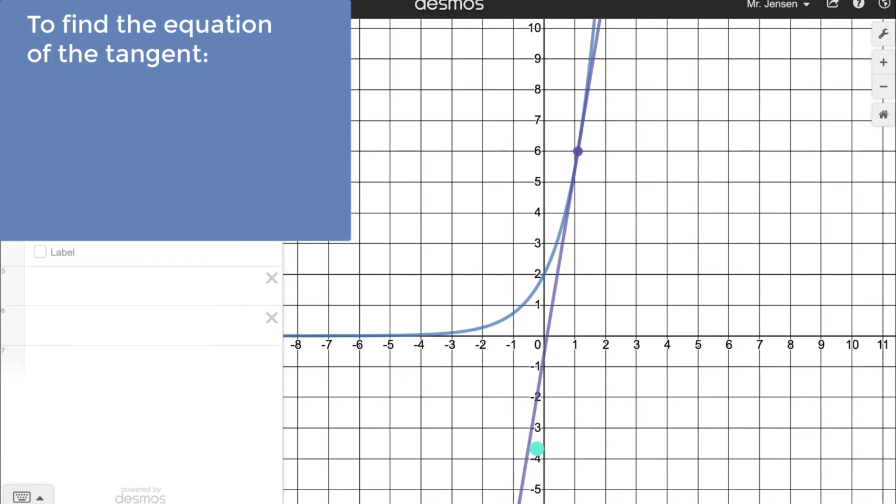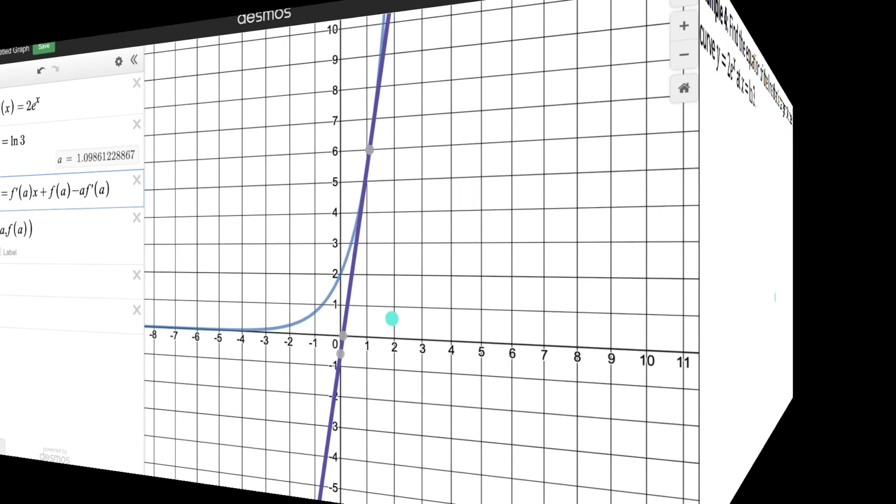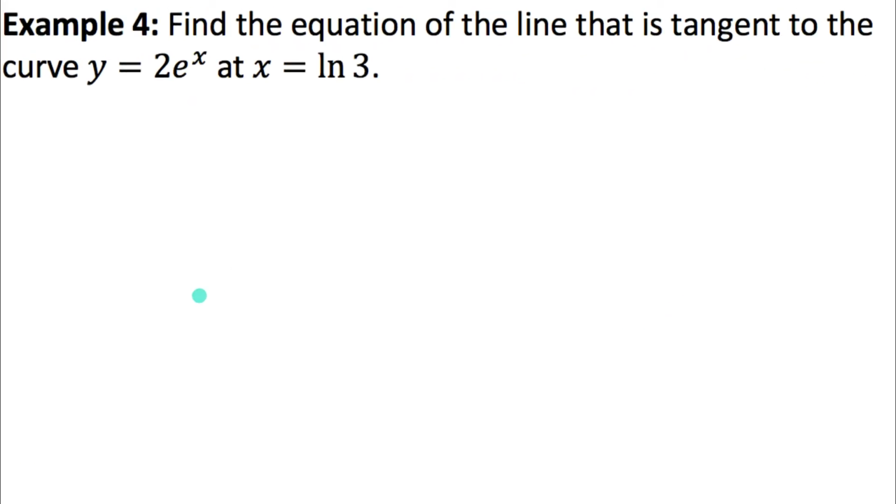Now, if I want the equation of that tangent line, I'm going to need to know its slope. And remember, the tangent line represents the slope of the original function at that point, and I can find that by using the derivative of the original function. And I'm also going to need to know the y-intercept of this line, which I could get by plugging in a point that's on the line, so this point right here, which it shares with the original function, and the slope of the line, which I get from the derivative, and then solve for b. Let me start by finding the slope of that tangent line.